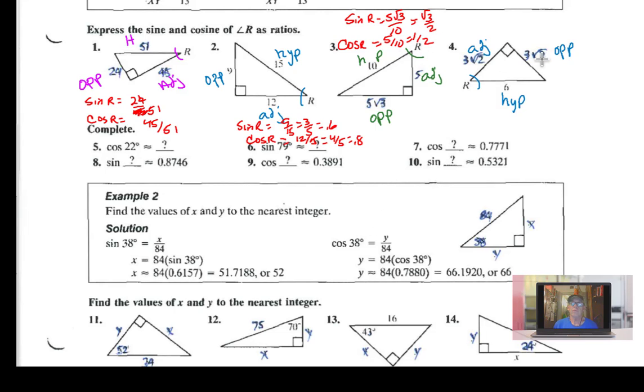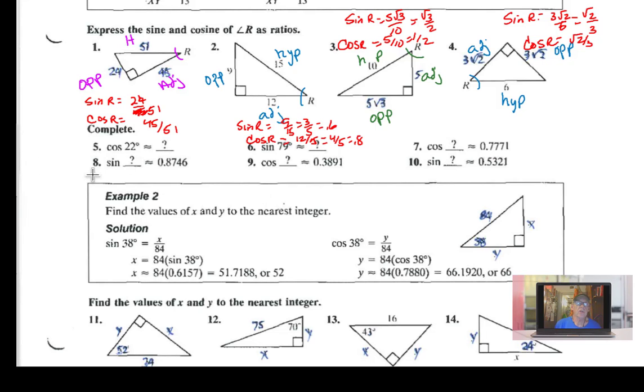Let's do number 4. Sine of r equals opposite over hypotenuse, which is 3√2 over 6. So 3 goes in the numerator and denominator, we get √2 over 3. And cosine of r is the same thing, because we got the same ratios, √2 over 3.